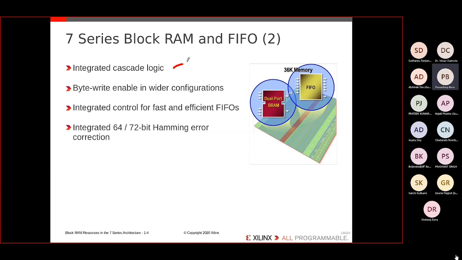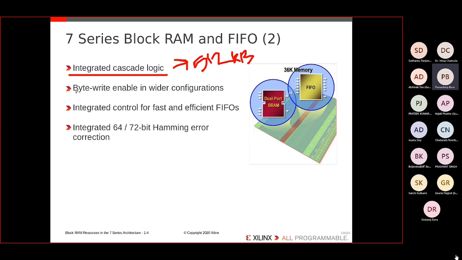Then let's say I want to build a 512 KB memory. Internally it has integrated cascade logic through which it will cascade multiple block RAMs to make a bigger memory. It will not use the programmable resources of the FPGA, because otherwise it will be slower, right? So it has dedicated cascade logic to combine multiple block RAMs to make a bigger RAM.